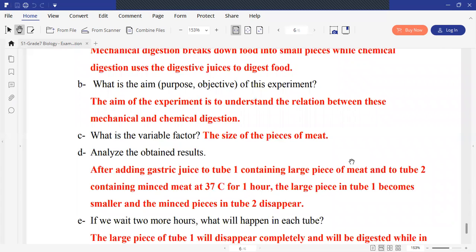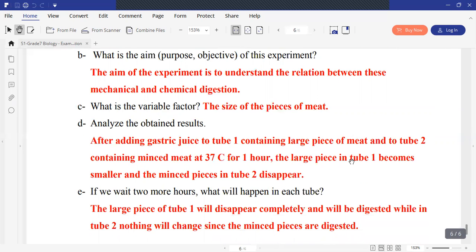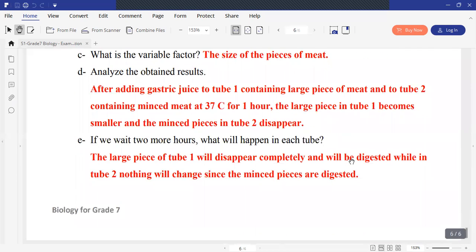They ask you, if you wait 2 more hours, what will happen? In the first tube, it will disappear completely. Also, in tube number 2, nothing will change since it's already digested.